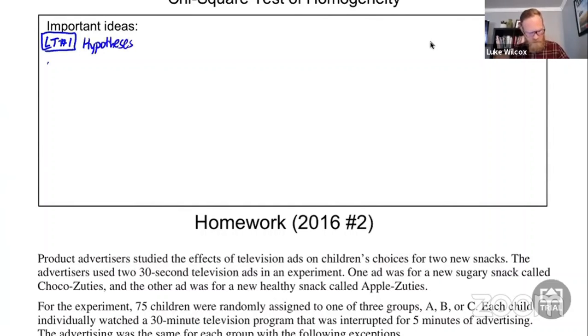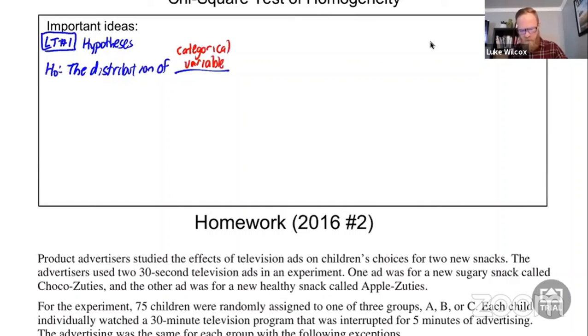And I'm going to give you just sort of a general template that you can use when you're writing hypotheses for a chi-squared test of homogeneity. In general, it's going to say something like the distribution of, and then you're going to have to fill in the blank here. What you're going to fill in the blank with is whatever is the categorical variable that you're measuring. For us, it was learning preference.